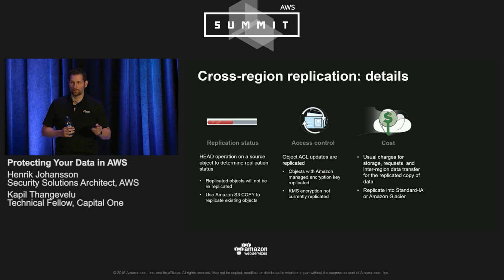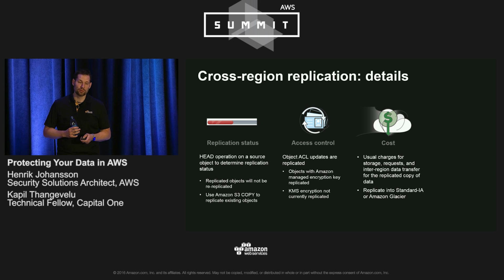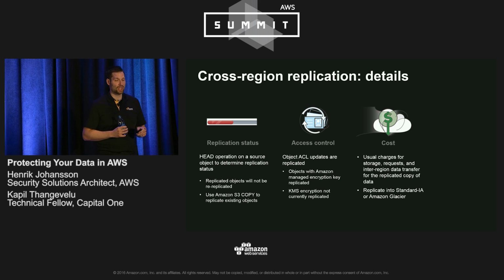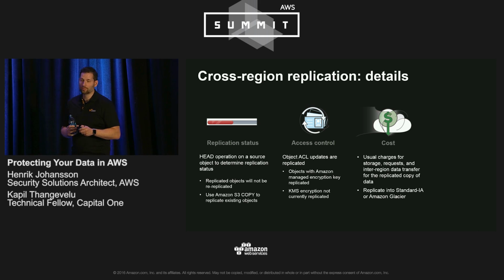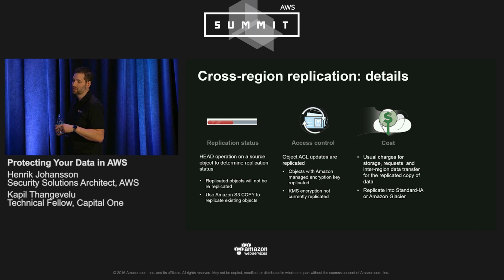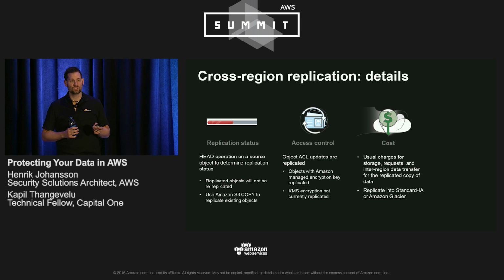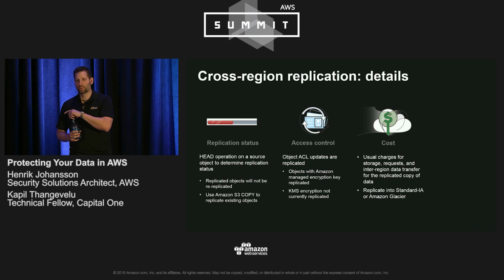The cost for that is the usual storage cost and transfer cost. You can also set it up to replicate into, for example, a different storage class, so Standard IA or Amazon Glacier. Objects that are created by lifecycle policies are not replicated. So it's only objects that are created by you as a user. Same thing, objects that are put in an S3 bucket using the replication service will not replicate to another hop. So you cannot set up a multi-hop scenario either.